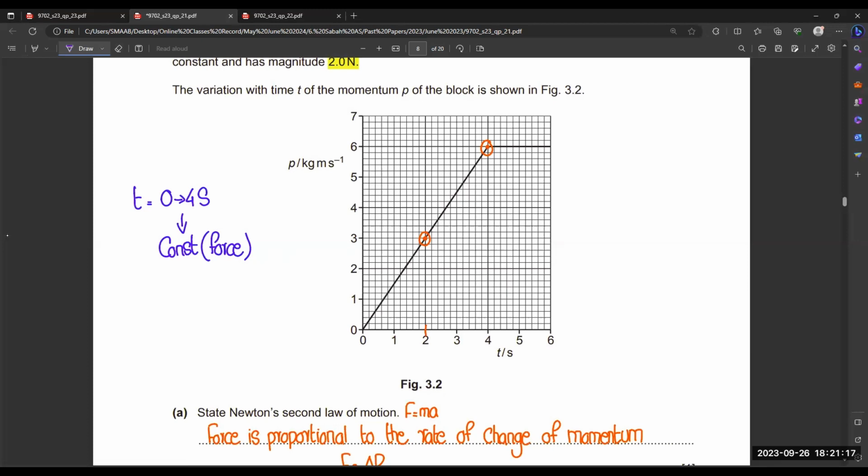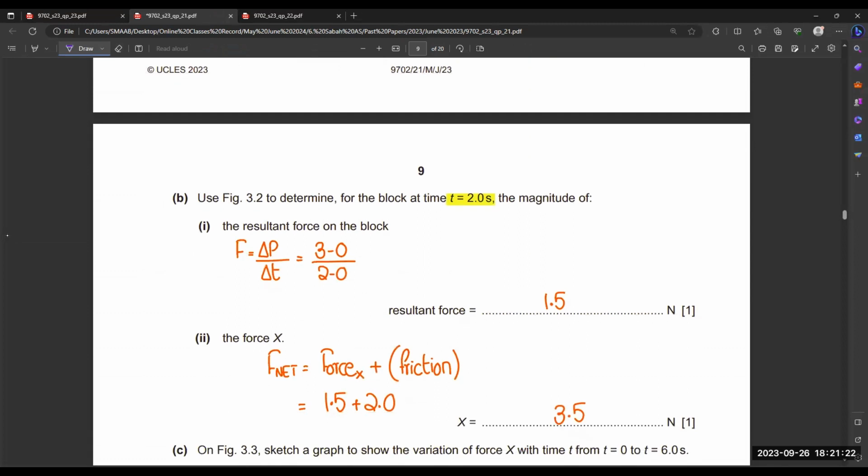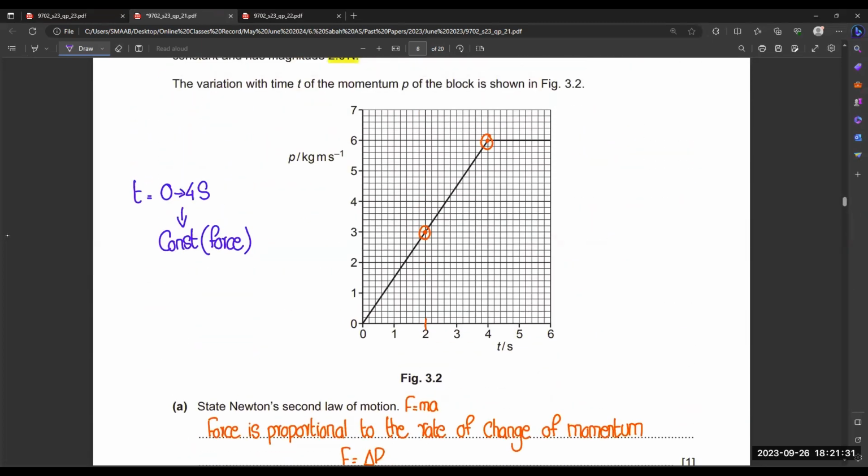So between 0 and 4 seconds, what is the force actually? We calculated the resultant force, which is 1.5, and the total force is actually 3.5. And what if we consider the final state?